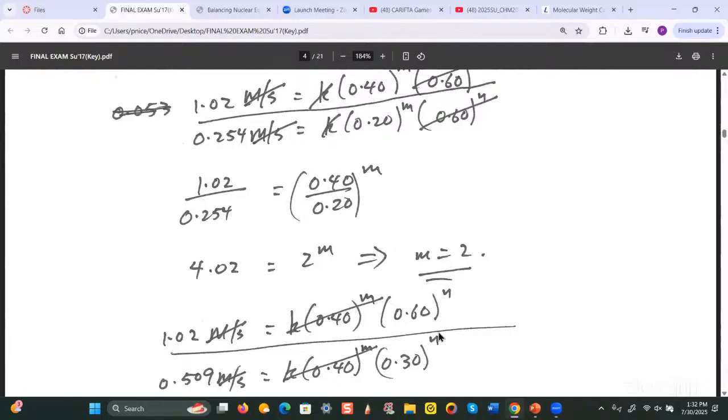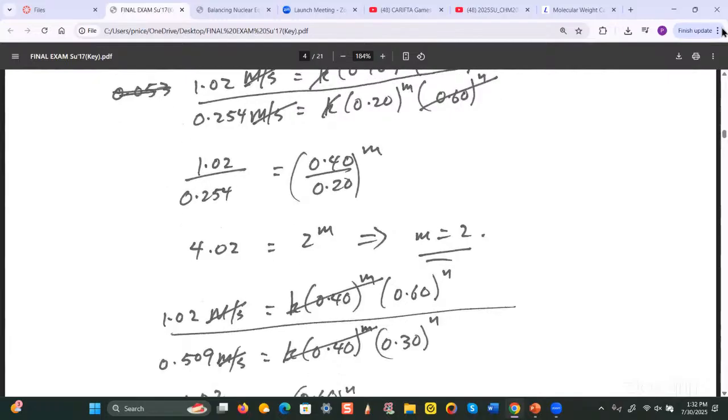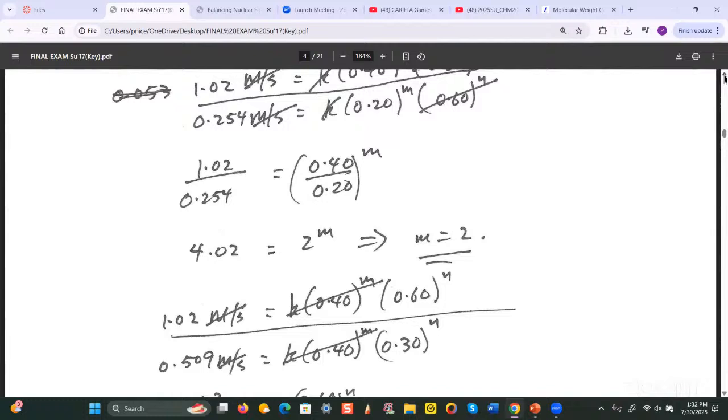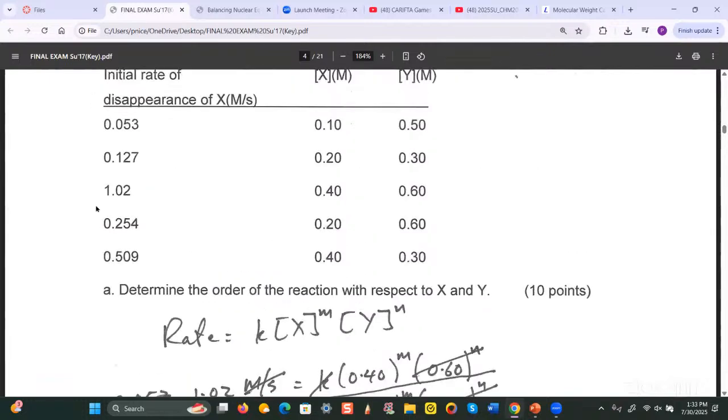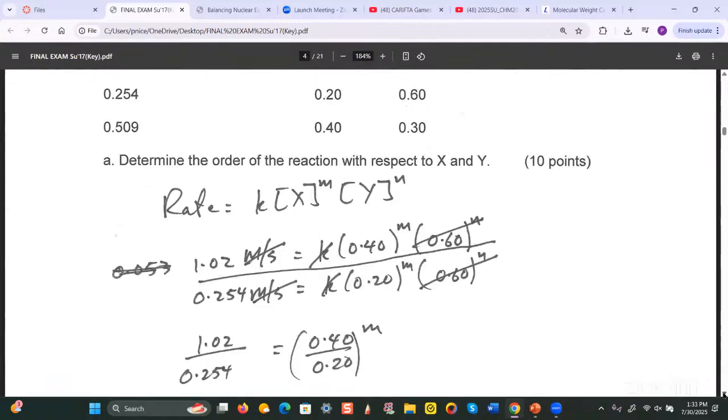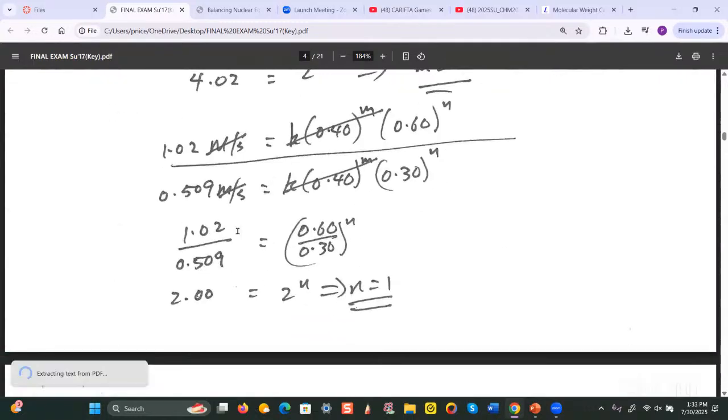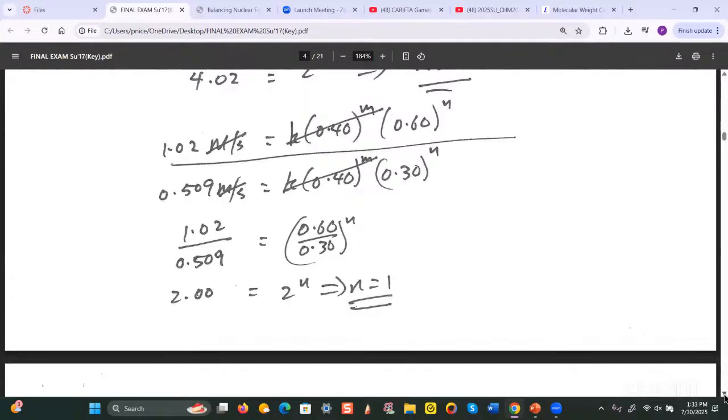And then we do something similar. This time we choose 2 sets of data where the concentration of Y changes. So the sets of data that we choose in this case would be this one here and this one. Y changes, but X remains the same. So when I did the same thing and plug the numbers in, I end up with this right here. After doing the cancellations and all that, I end up with 2 is equal to 2 to the n, which means that n is equal to 1. So therefore, the order of the reaction with respect to Y is 1.